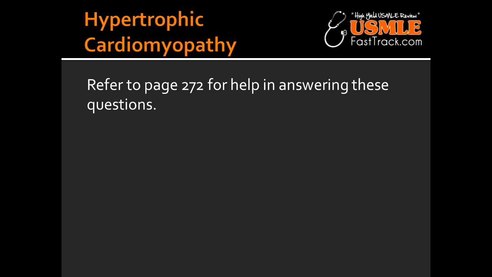What are some of the findings that are observed in hypertrophic cardiomyopathy? Some of the findings of hypertrophic cardiomyopathy include a normal-sized heart, an S4, apical impulses, and a systolic murmur can be heard. What is the treatment for hypertrophic cardiomyopathy? The treatment includes a beta blocker or a non-dihydropyridine calcium channel blocker such as verapamil.